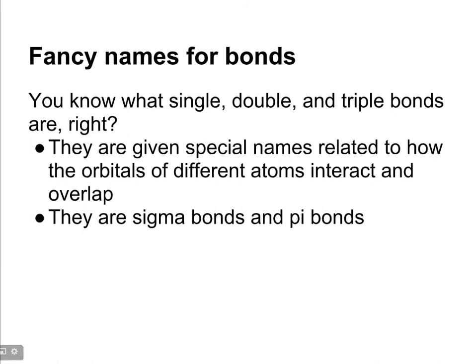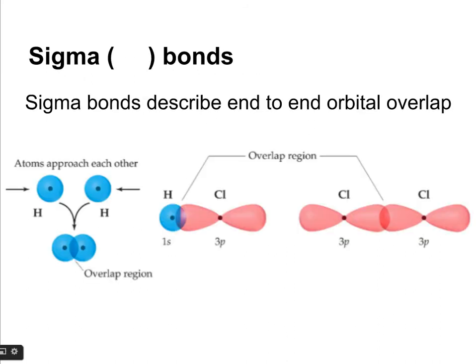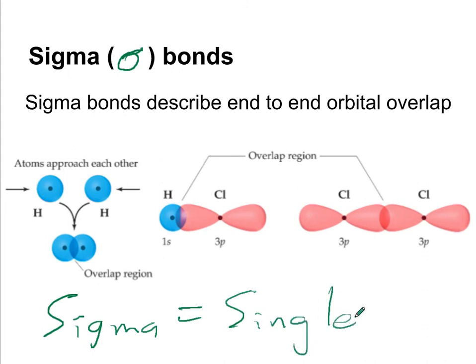Hopefully by this point you know what single, double, and triple bonds are. They're given special names related to how the orbitals of different atoms interact and overlap, and those names are sigma bonds and pi bonds. A sigma bond has a symbol that looks like an o with a little thing coming off the top of it. Sigma bonds describe end-to-end orbital overlap. Sigma bonds are single bonds. Sigma equals single. So all single bonds are sigma bonds.